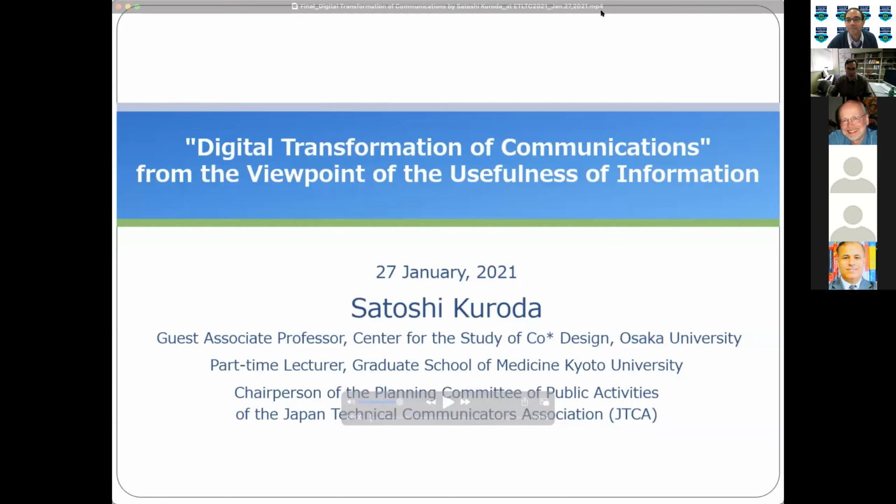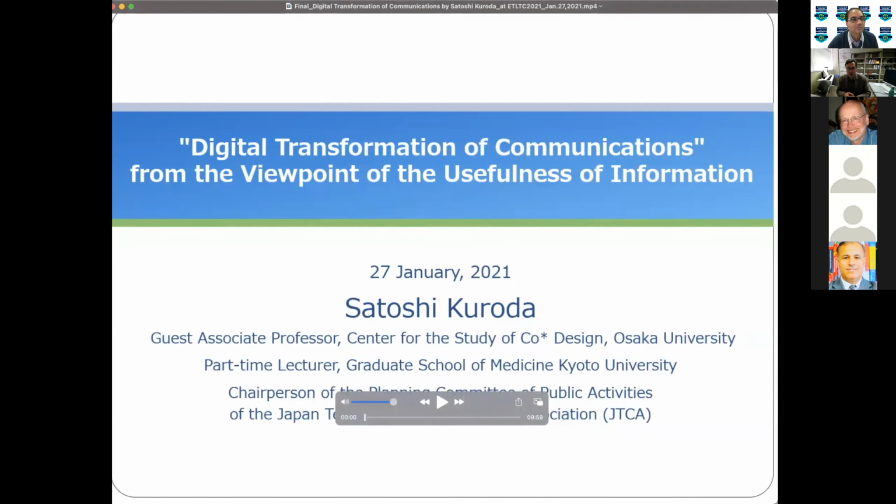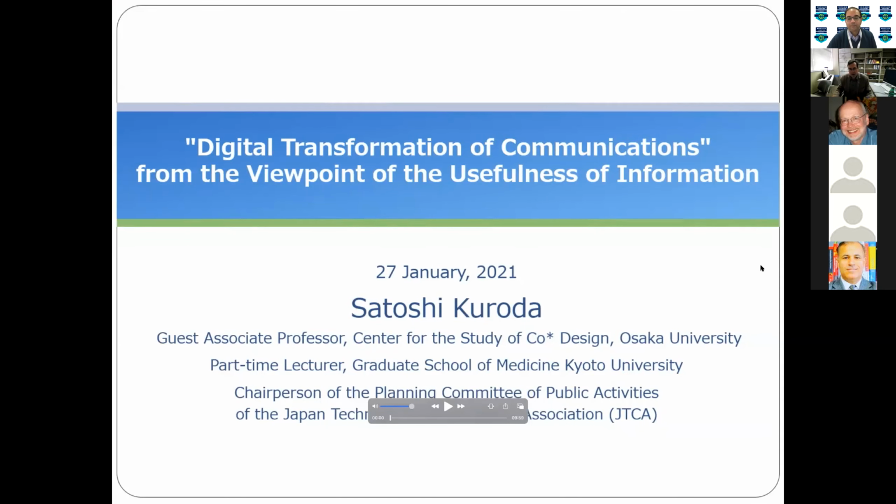And I think again, because of very careful preparation of our organizers, we have a very good bridge from this probably slightly philosophical talk by Professor Brian to a more technology-oriented examination around digital transformation by Professor Kuroda. So the floor is yours.